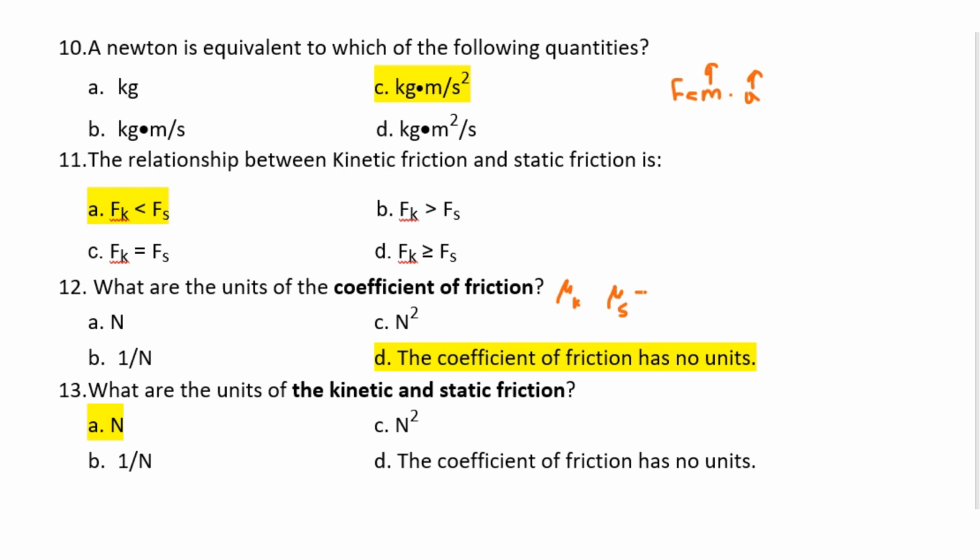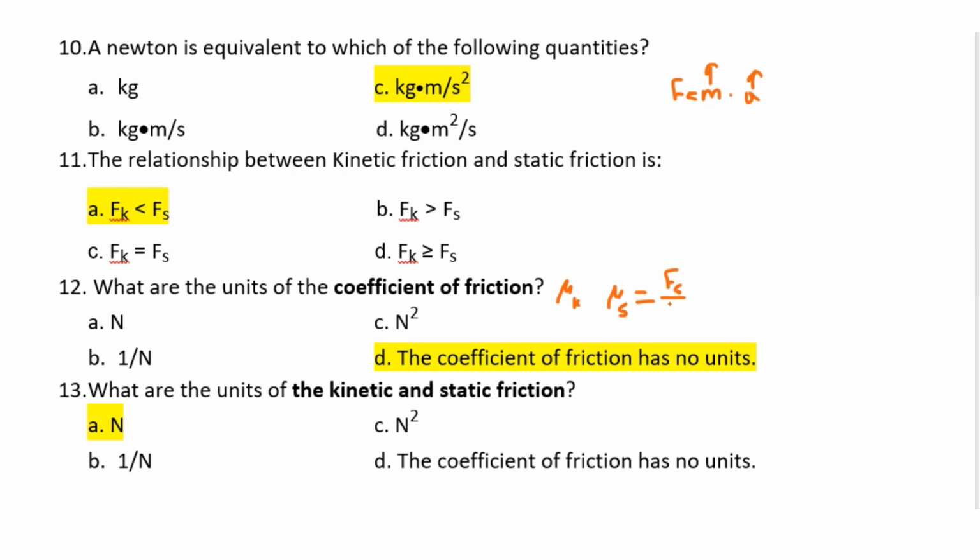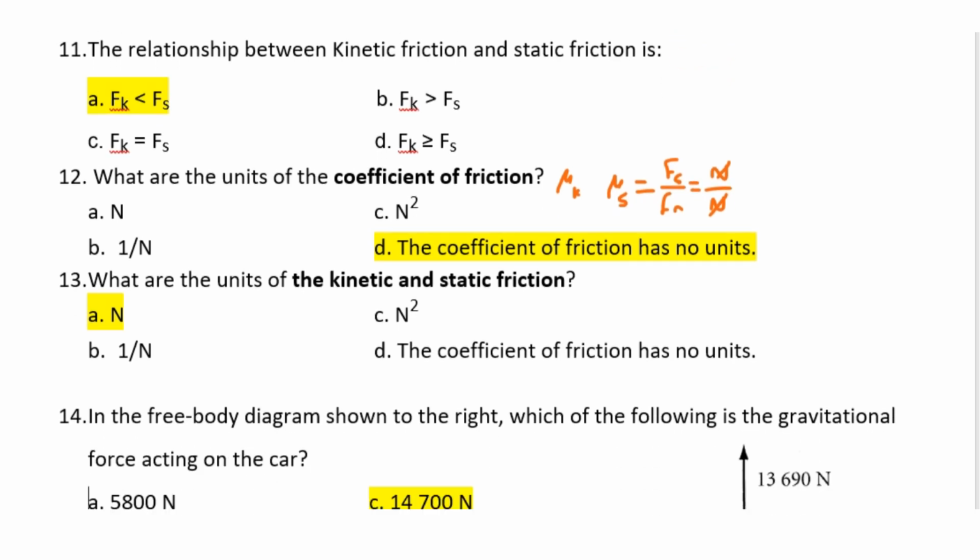Why? Because, for example, mu S equals Fs over Fn. Fs, which is force, the unit is Newton. Fn is also force, which is Newton. So they will cancel each other. So there is no unit. So D. Coefficient of friction has no unit.